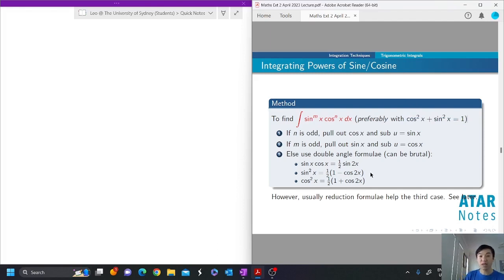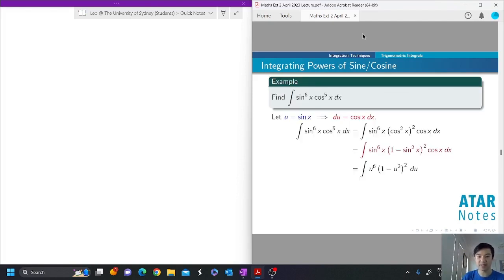But if you're not lucky and you don't get any odd powers, you might have to just use double angle formulas, like either the sine double angle formula or the cos double angle formulas, by rearranging using that. But it can be brutal and a bit of an algebraic nightmare. But sometimes you might get a question where it's in the context of a reduction formula, which will help in the third case. And we'll be talking about reduction formulas at the end of today's lecture.